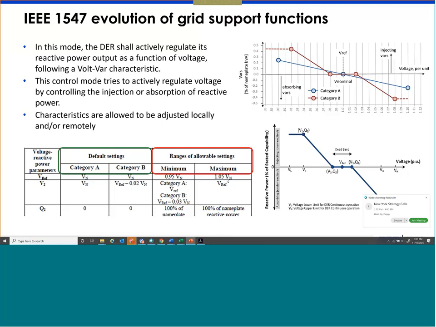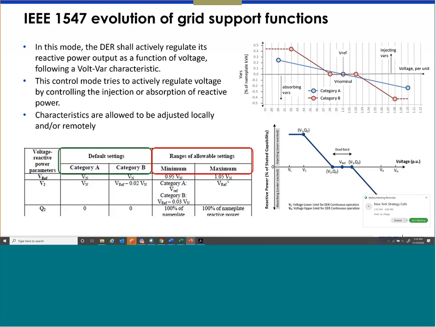So what is the importance of this range of adjustability? If, as a utility, you decide to change the Vref from default to any value within that range, the product doesn't have to be certified again. There doesn't have to be any mutual agreement between the utility and the system operator, the DR operator, because these are already allowed by this standard.